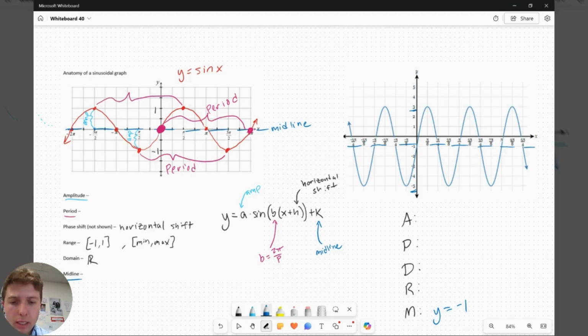From there, I think it's pretty easy to identify the amplitude, because the amplitude is how far up or down from the midline do we go. Well, if I'm at -1 and I get up to 3, the amplitude would be a value of 4. That would be the same whether you're looking at the midline to the top or the midline to the minimum.